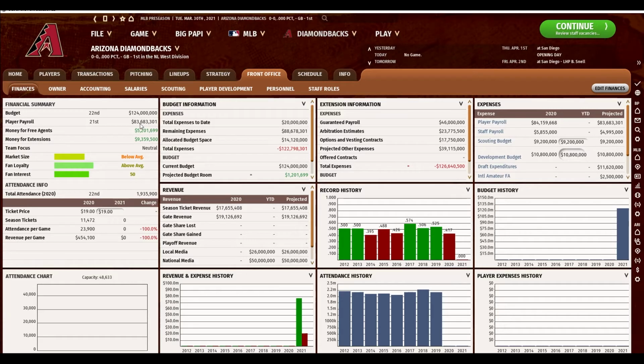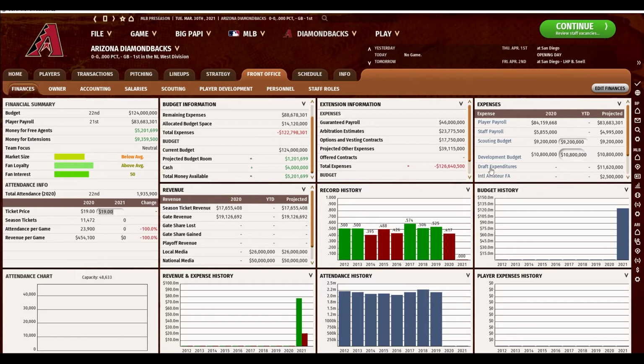So you got your free agents. Player payroll is $83 million. Obviously, this budget includes what you're paying your coaches, your scouting budgets, your player development budgets, your draft budgets, and that sort of thing. So budget's $124 million. Player payroll is 83, which leaves you about $39 million, give or take, for your free agents, your extensions, your international signings, and your draft budgets.